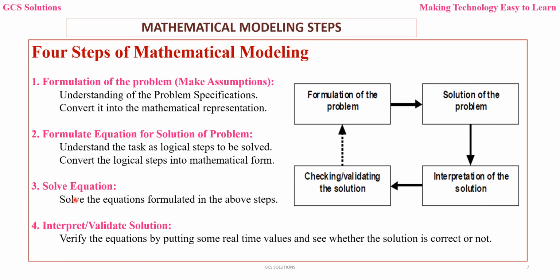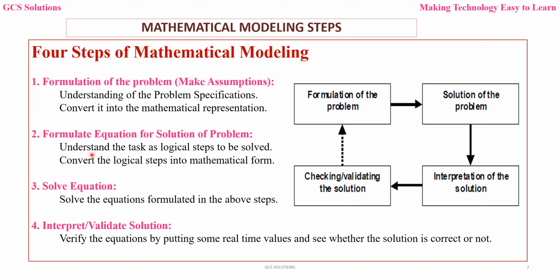Now, let us try to understand each of these steps. That is formulation of problem, that is making assumptions. In this step, what do you do? You try to understand the given problem specifications. Then you try to convert it into mathematical representation. That means you are given a problem and its specification, and then you try to convert that problem specification into mathematical representation. This is your first step. What is the next step? That is the second step. Formulate equation for solution of the problem.